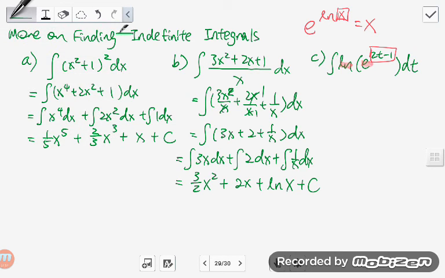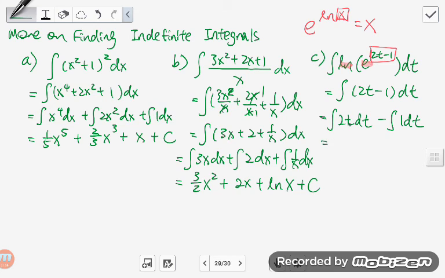Does that make sense? This is sort of a review of what we did in chapter 4, exponential functions and logarithmic functions, all right? So by doing this, it is the same thing as finding the indefinite integral of 2t minus 1 with respect to t. This is so much easier now, right? So now this becomes the indefinite integral of 2t with respect to t minus the integral of 1 with respect to t.